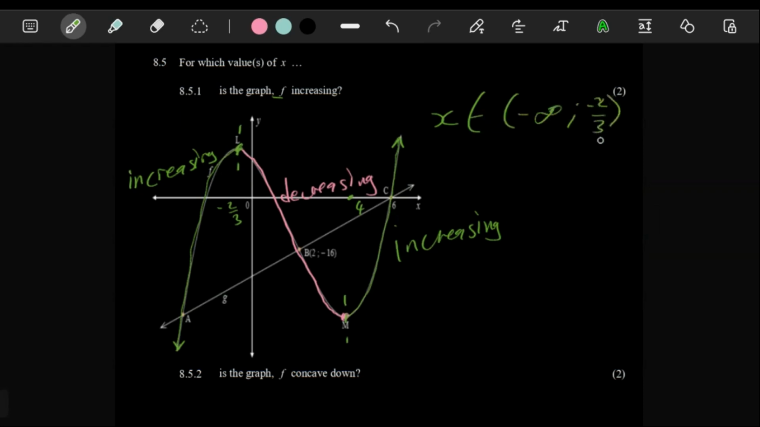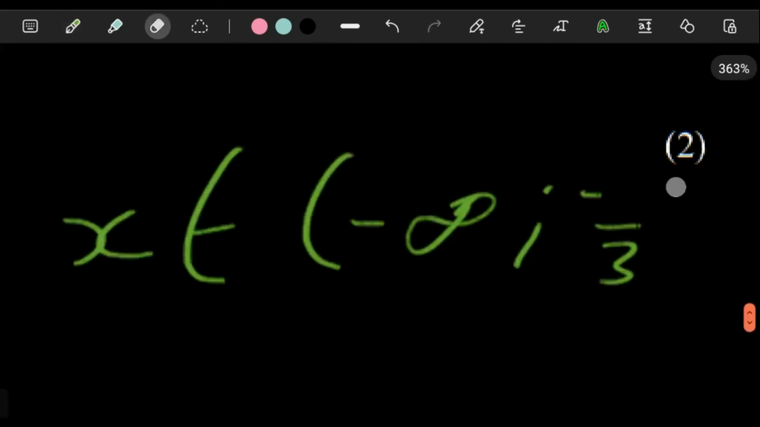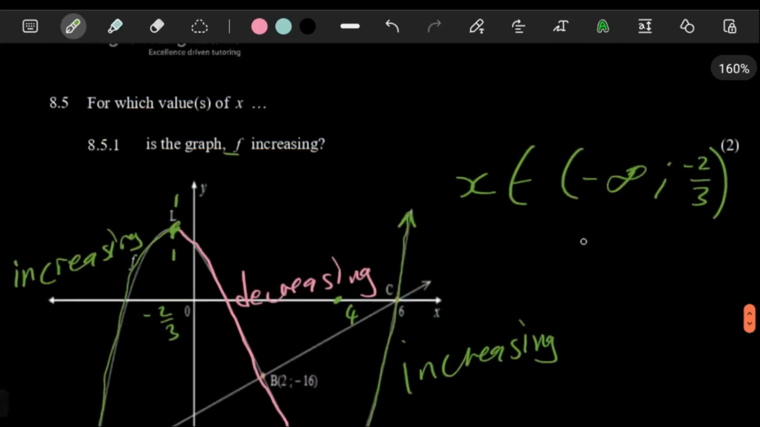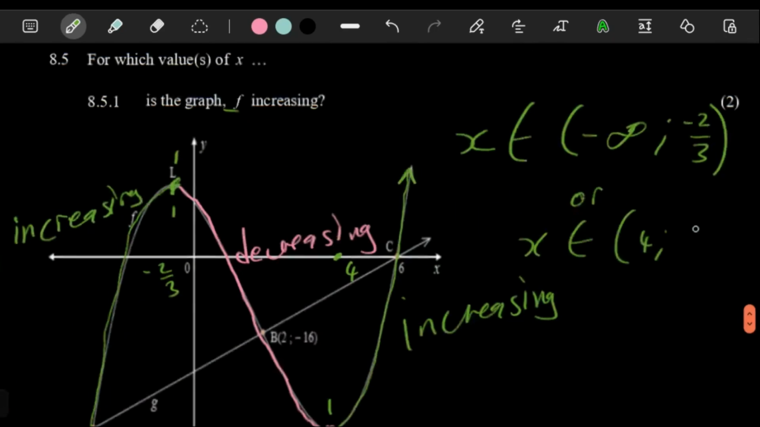We put a round bracket because specifically at negative 2/3, the graph has a gradient of 0, so it's neither increasing nor decreasing. That's the first answer. Then we say, or our x value is an element of 4 until positive infinity.